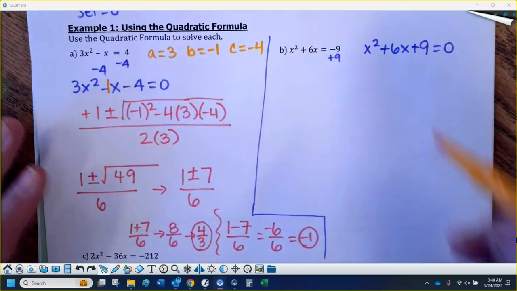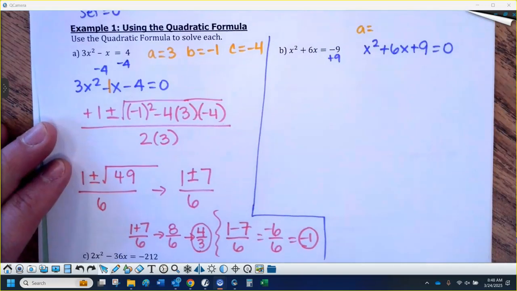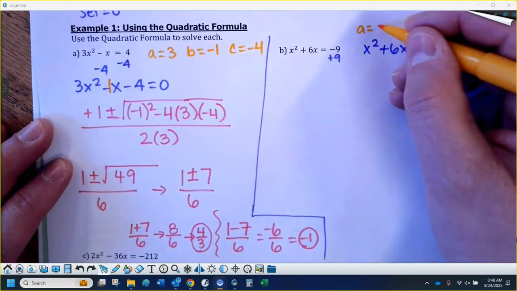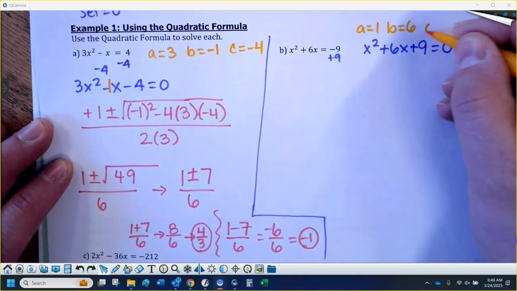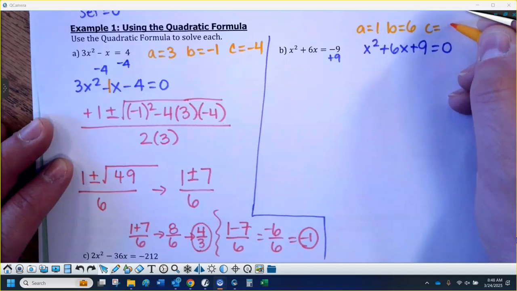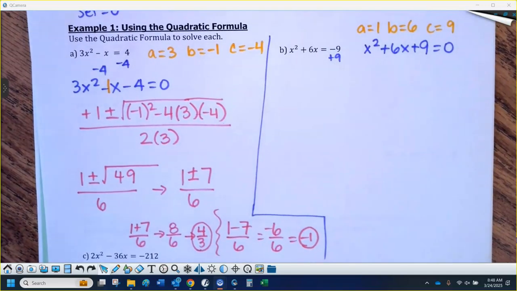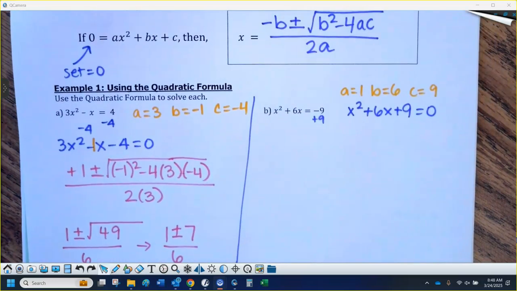Okay, tell me what a would be for this question. 1, right? What's your b value? 6. And what's your c value? Good. Okay, we're just going to plug these in, all right? That's all we're doing. Let me pull that formula down so you guys can see it on the screen there.